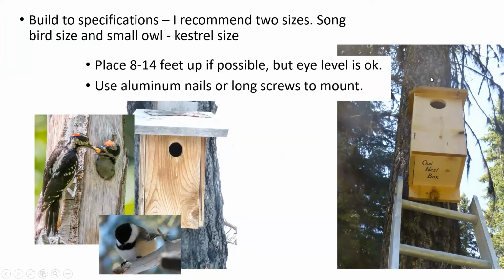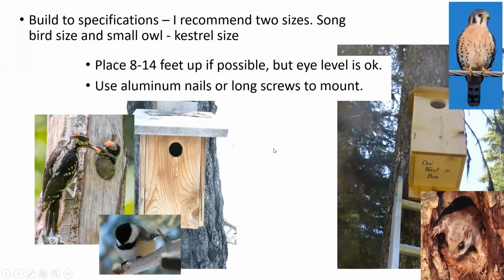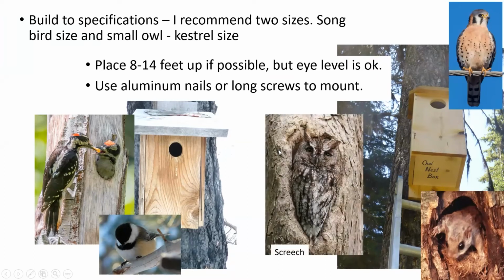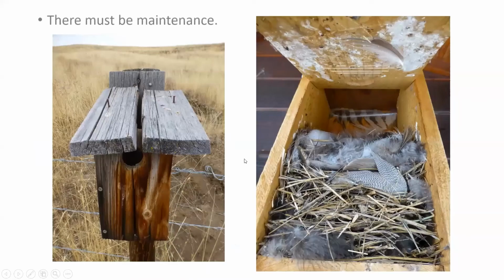You want to rough up the inside, and mount them using aluminum nails or something like that, so that when the box ultimately falls off of the tree, you don't have some chunk of steel in the tree. Creatures that can use them, there's a whole bunch: kestrels, flying squirrels, I mentioned screech owls. But here's the rub on boxes: you've got to maintain them.